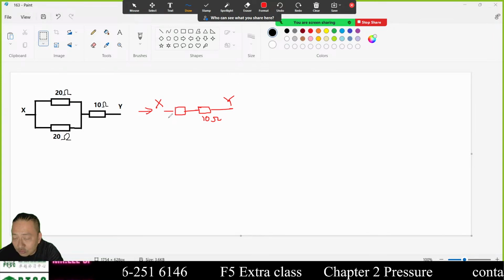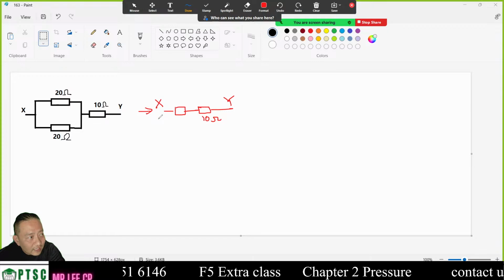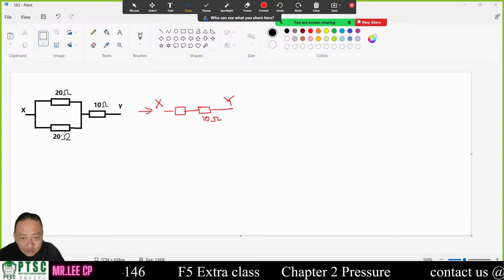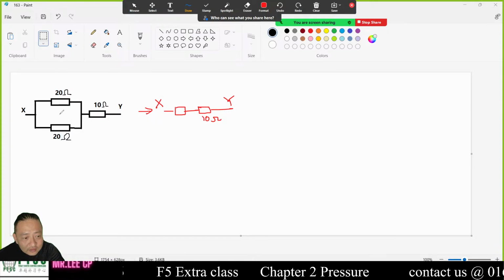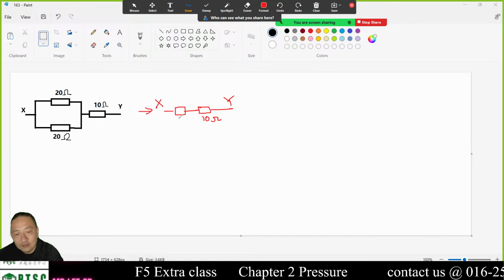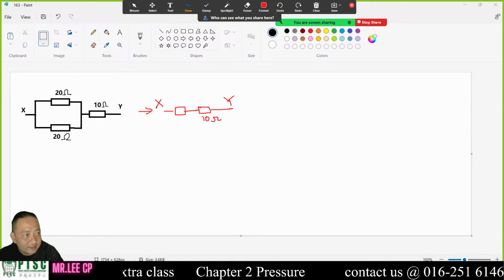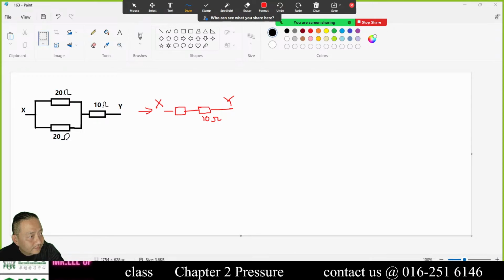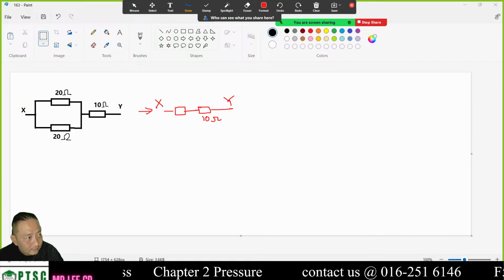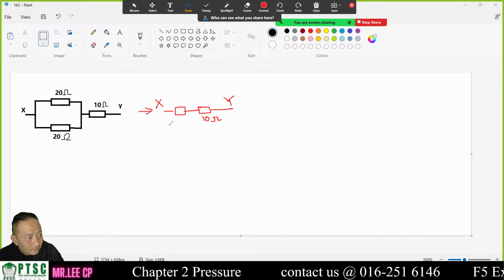How to do this 20 and 20? Last night I have taught you already how. 20 inverse plus 20 inverse equal. Calculator, help me to calculate this one. Find the effective resistance. Come on.